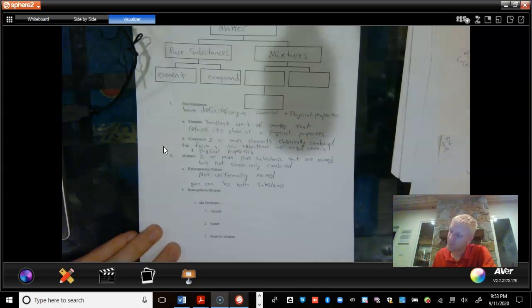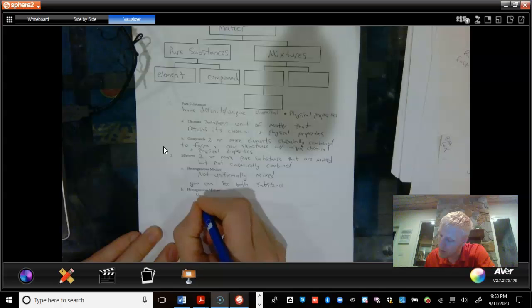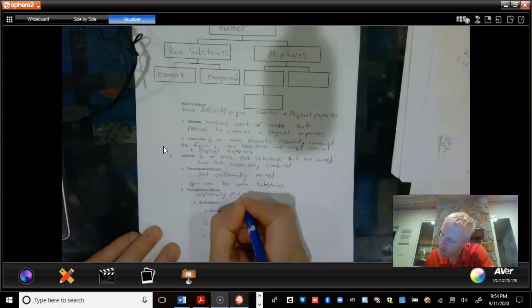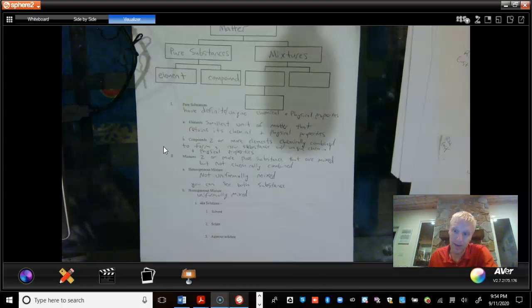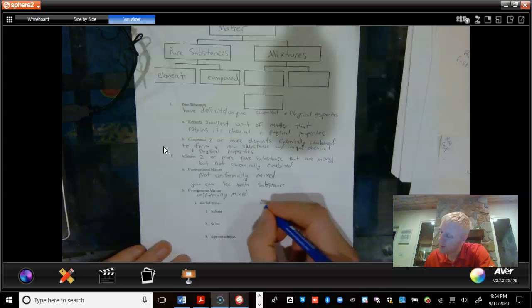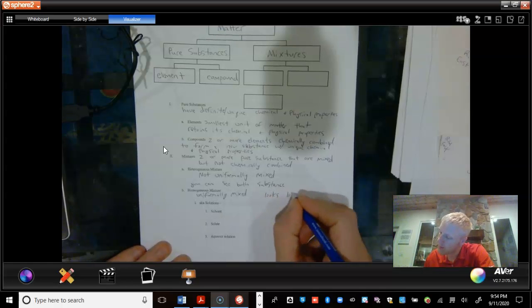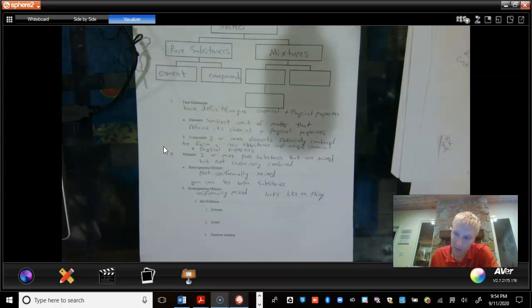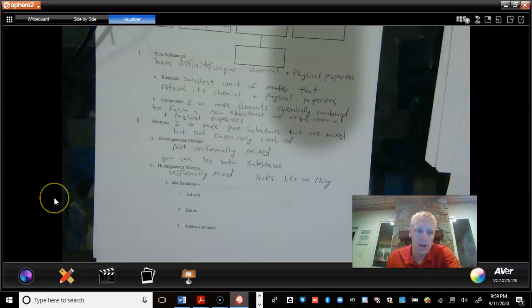All right, moving on. Homogeneous mixture. A homogeneous mixture is uniformly mixed. So it just looks like one thing. Kind of like salt water looks like water. And when you taste it, it's definitely not just water. It's pretty salty. Kool-Aid, that's another one. Another example would be water and the red dye mixed together along with sugar, but it looks like one thing. Kool-Aid.